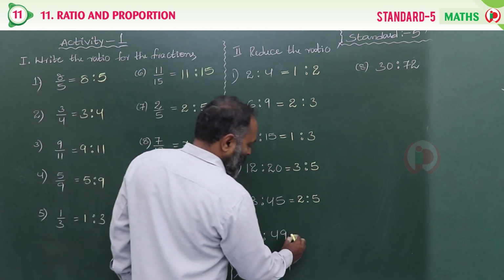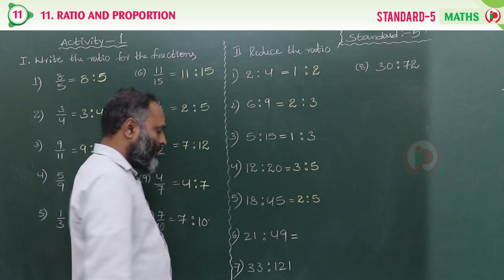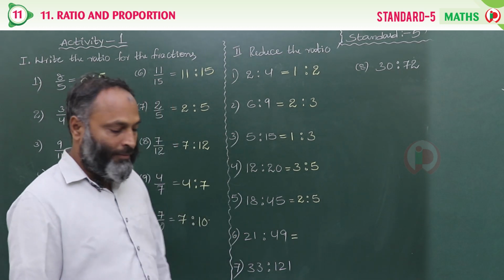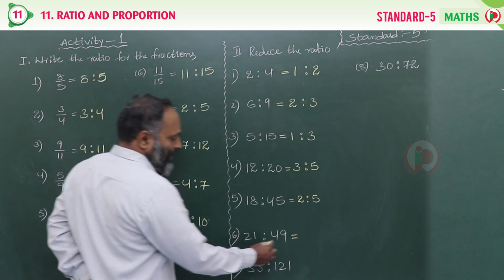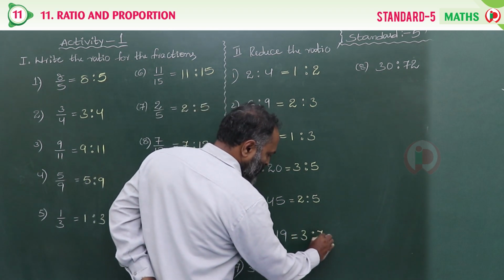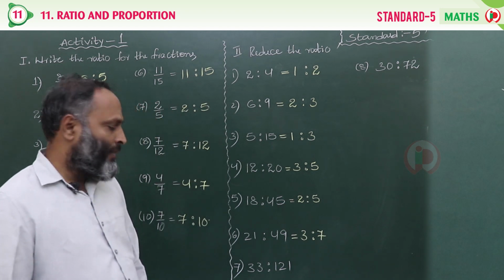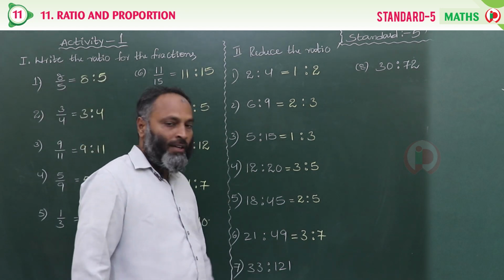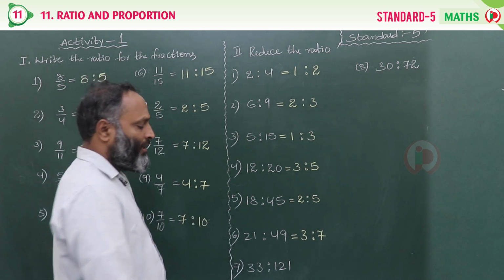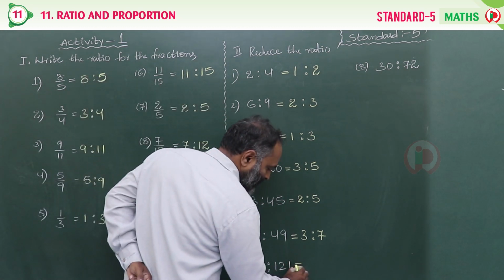Now 21 and 49. How to take 21 and 49? In the 7 table, 7 threes are 21, 7 sevens are 49. Then 33 and 121, which have 11 as a common factor.